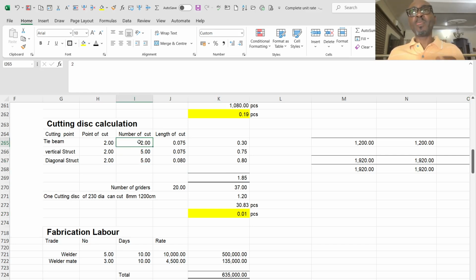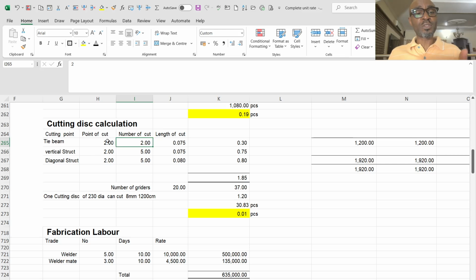Why the tie? Like I said, I'm going to join a 1.5 to the 6 meter to have my 7.5 length long girder. So I'm going to have 2 cuts. I'm cutting 1 from a full length in 2 places to join the 2 tie.